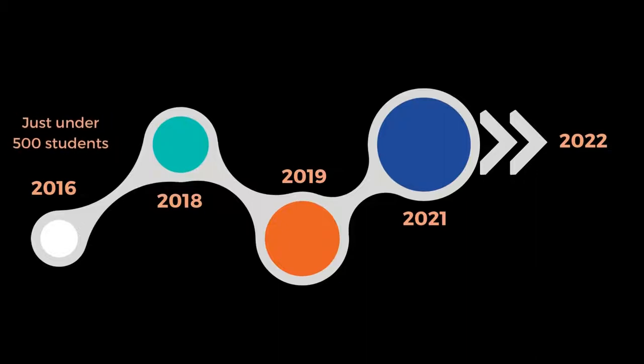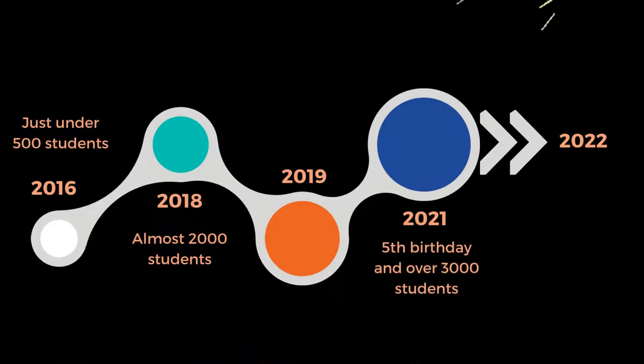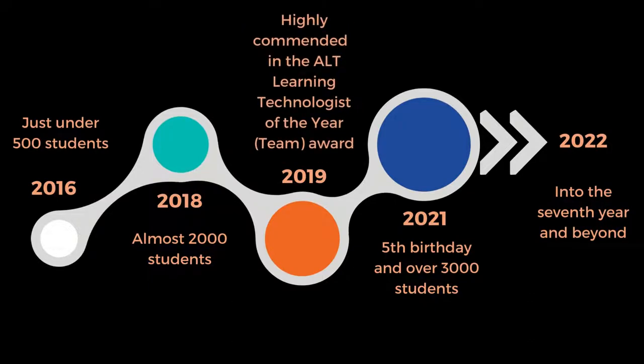During the pilot phase, the panel had just under 500 students. By the time the panel became business as usual in 2018, membership had grown to almost 2,000, and by the panel's fifth birthday celebration in 2021, membership exceeded 3,000. Now, in 2022, the panel remained successful in meeting the original aim and recruitment is underway for the seventh year. In 2019, our student panel was highly commended in the Alt Learning Technologist of the Year Team Awards.